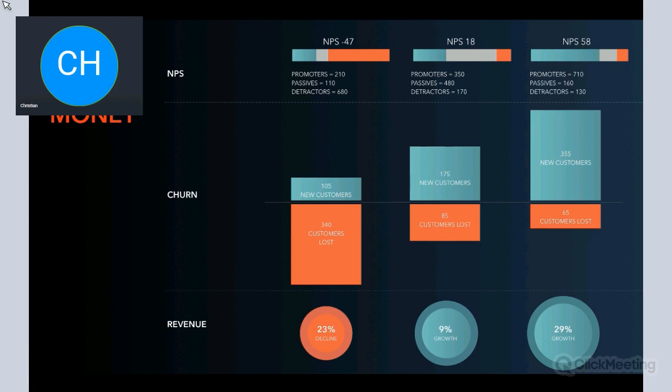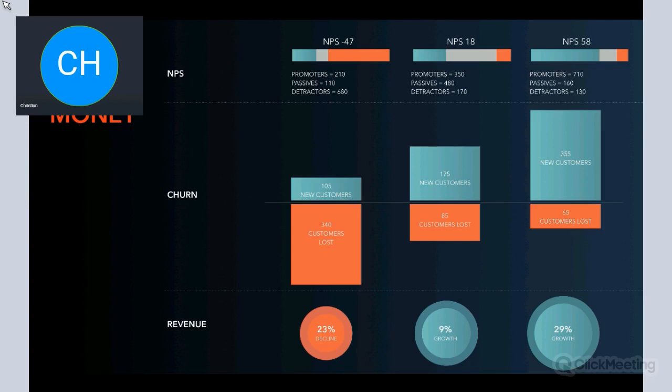So the first company with a Net Promoter Score of minus 47, let's say they have 210 promoters, 110 passives, and 680 detractors. So let's say half of the promoters will attract a new customer. So that's 105 new customers. But half of the detractors, you will lose them. So that's 340 customers lost. 340 minus 105, that's 235. Out of 1,000 customers, well, that is a decline of 23%.